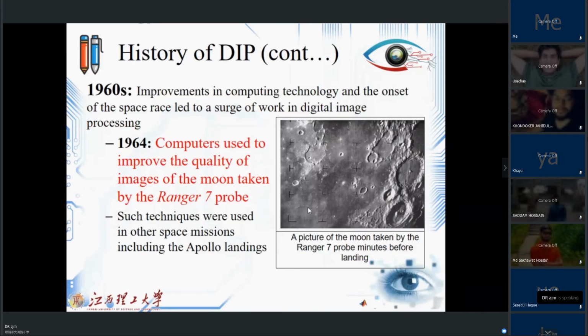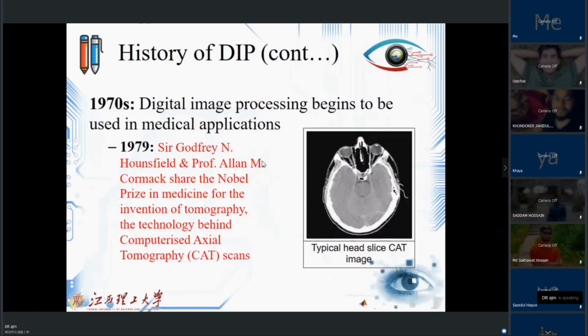In the 1960s, the improvement in computing technology and the start of the space race led to a surge of work in digital image processing. You will see that in 1964, computers were used to improve the quality of the images of the moon taken by the Ranger 7 probe. Then such techniques were used in the space missions of Apollo landing. It means the significance of this job was how people could walk on the moon and explore the real moon.